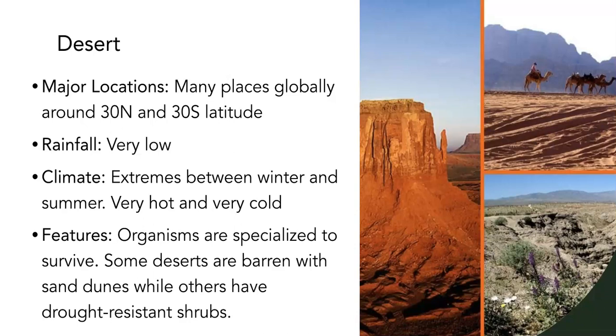Rainfall is very low. You have extremes between winter and summer. Very hot in the summer, very cold in the winter. And organisms are specialized to survive. Now, some deserts are barren with sand dunes. Think of like the Sahara. Whereas ours, the Mojave Desert, has drought-resistant shrubs.